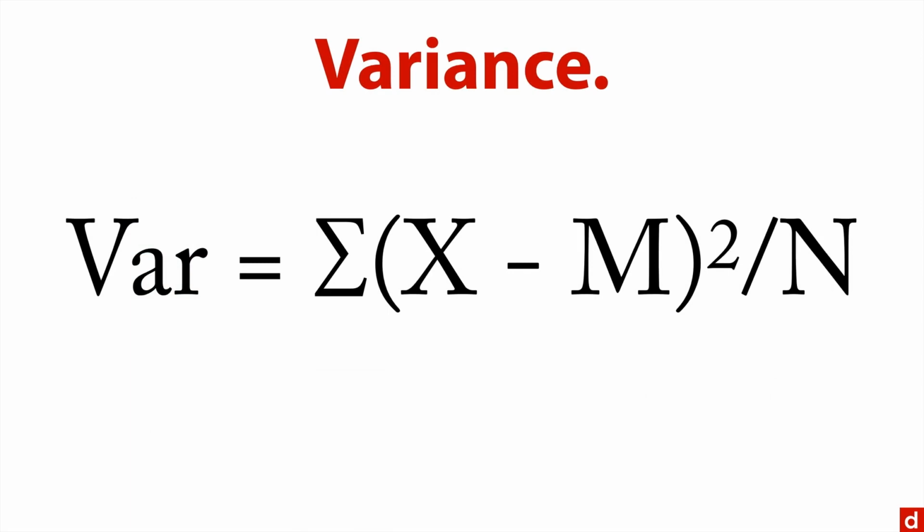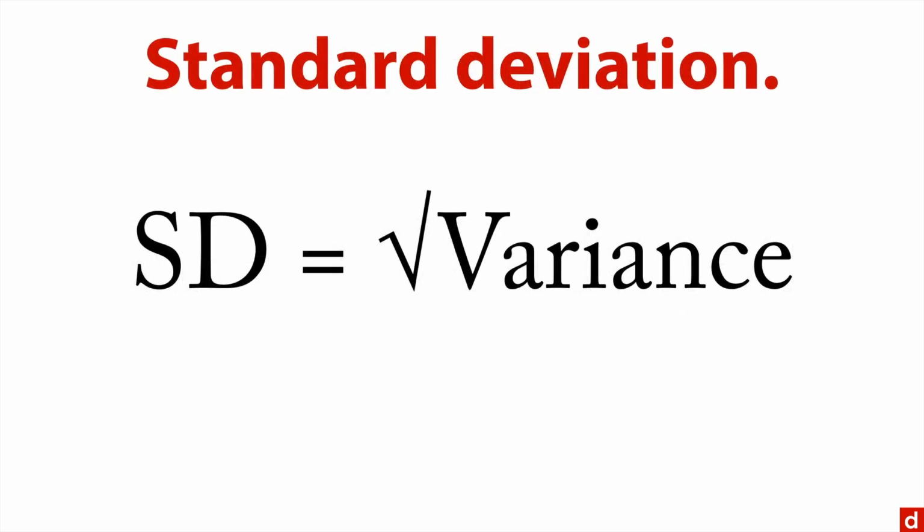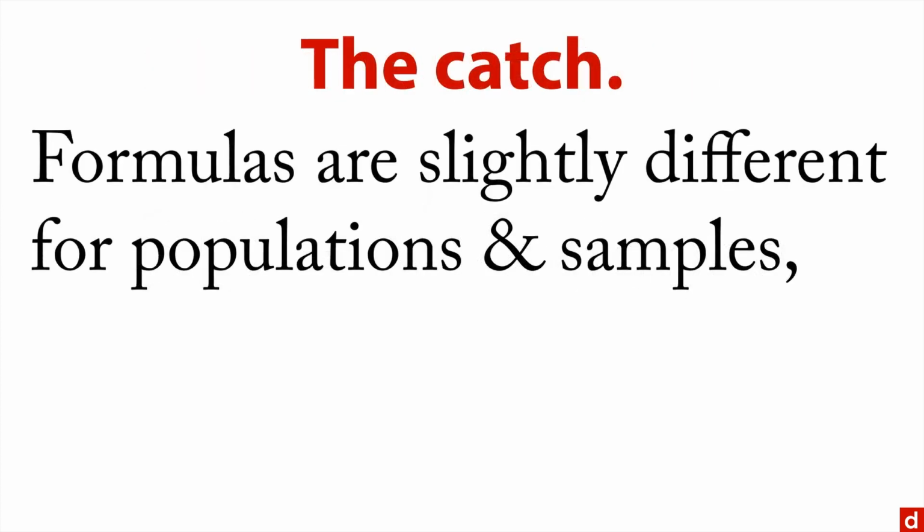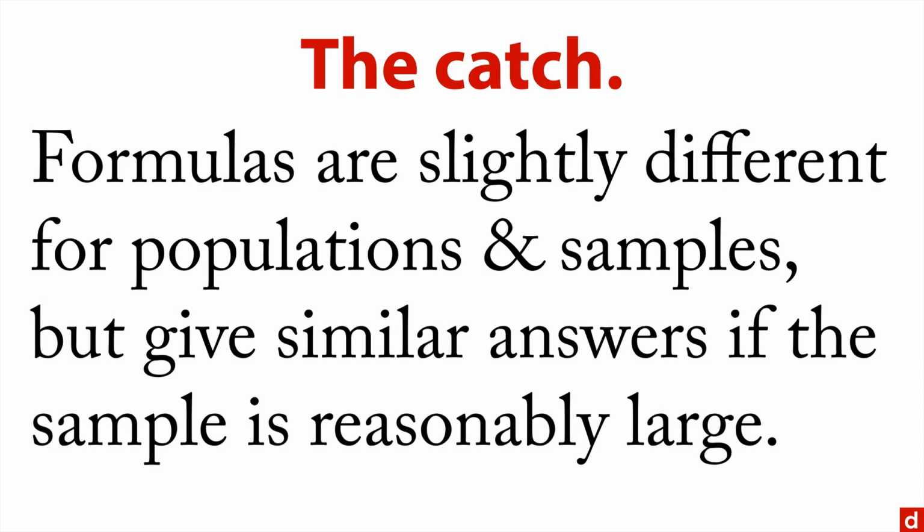But now let me show the standard deviation, which is also a very common measure, and is closely related to this. Specifically, it's just the square root of the variance. Now, there's a catch here. The formulas for the variance and the standard deviation are slightly different for populations and samples in that they use different denominators. But they give similar answers, not identical, but similar. If the sample is reasonably large, say over 30 or 50, then it's going to be really just a negligible difference.